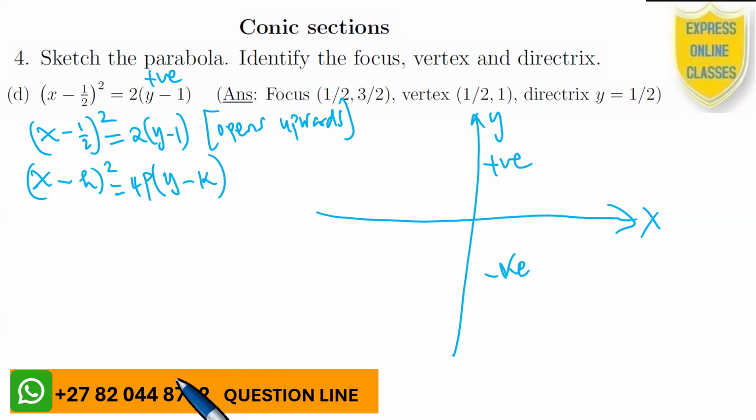Now, we will focus on what we do here, but let us find the easiest things first, like the directrix and so on, and the focus.